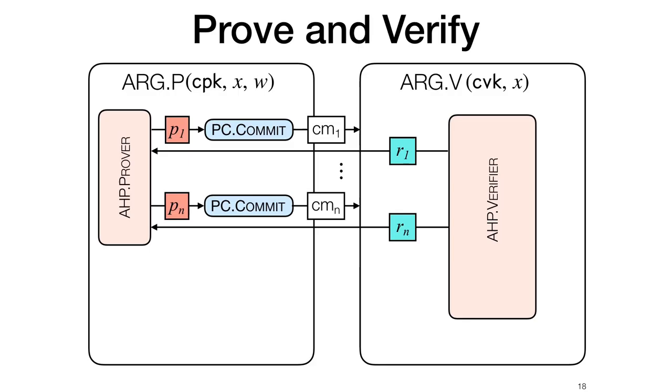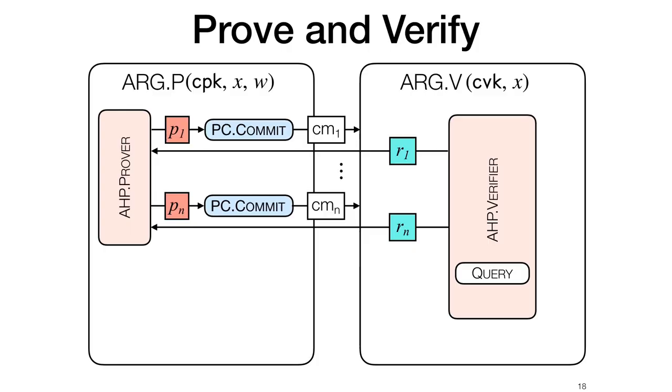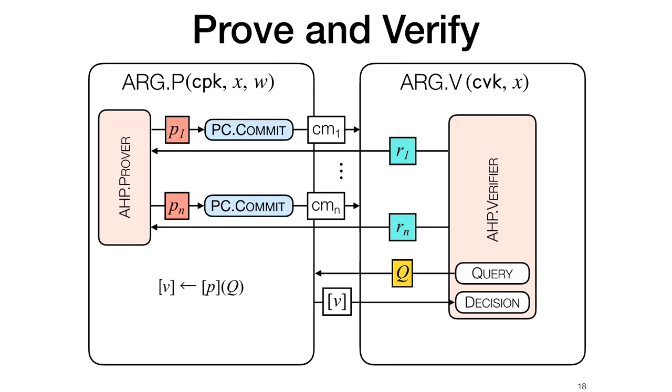And then we're done, and now come the query and decision phases. The AHP verifier runs its query algorithm, and you get your query set. The argument prover evaluates the polynomials at this query set and sends back the evaluations. And now the verifier can run the decision procedure and decide whether or not to accept. Is this sufficient? Does this work?